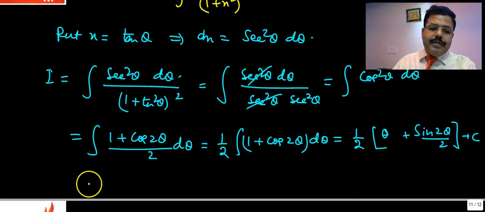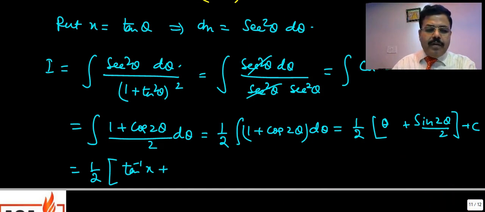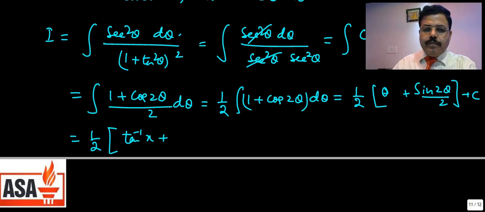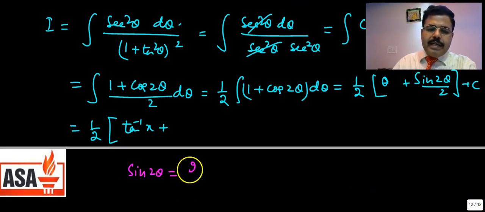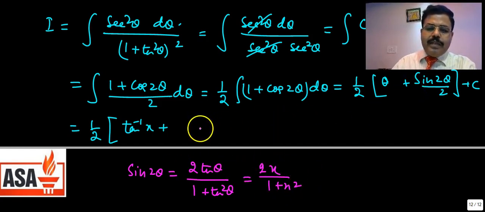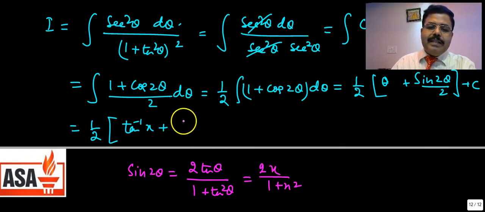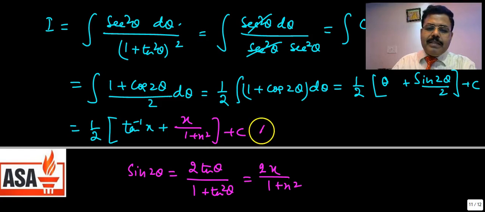So what will we need to write? We can write it like 1 by 2. Theta is nothing else but tan inverse x. But what do you need to write for sin 2 theta? Sin 2 theta can be written in terms of tan. Let me explain this. Sin 2 theta can be written as 2 tan theta upon 1 plus tan square theta. But tan theta is nothing else but x, since x is equal to tan theta. So 2x upon 1 plus x square. So in place of sin 2 theta, we can write 2x upon 1 plus x square, but in the denominator there was 2, so that 2 will cancel. So x upon 1 plus x square plus c, that will be the answer.